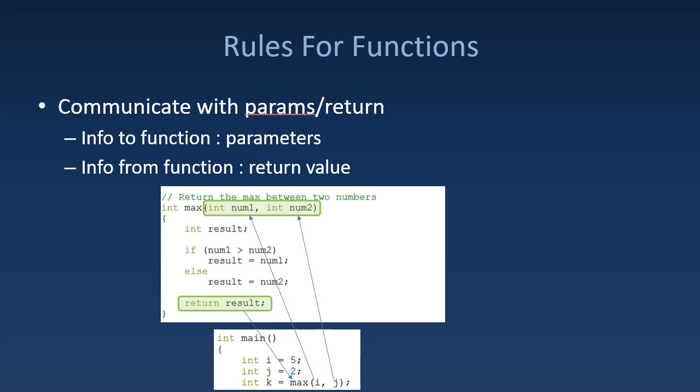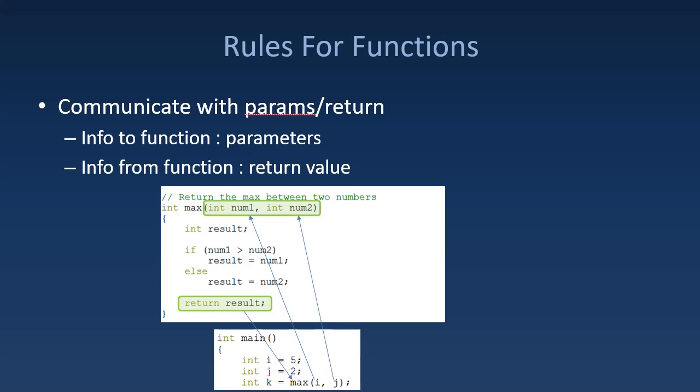First key thing is our communication. We want to communicate with a function using our parameters and return values. We want to send information into a function by passing it in. We want to get our answer back via its returned value. That's normally what a function should do. Take in some information and return it to us.